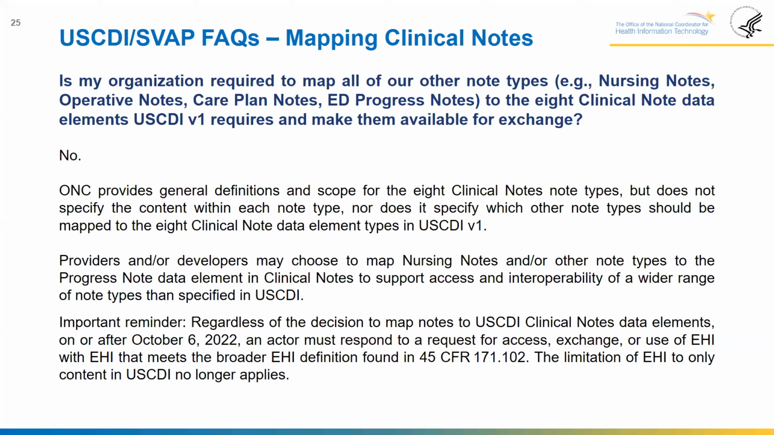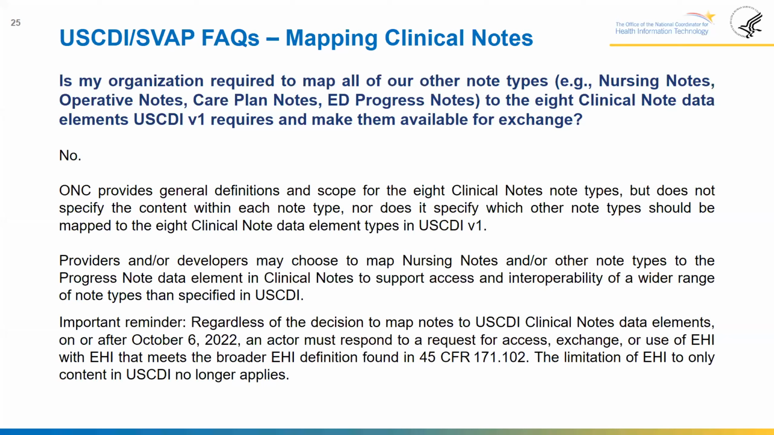And because of the ability to exchange, there's concern that a system may be subject to information blocking if they don't provide sufficient information in response to a request for clinical note data. Many of the note types that are stored within different systems are different than those 8 clinical notes. And so the question is, is there a requirement or a specification that all clinical notes that are stored within systems have to be mapped to those existing USCDI version 1 clinical notes?